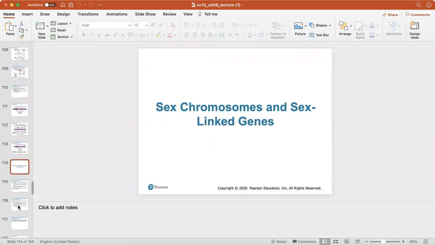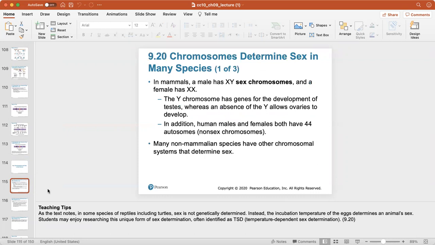So the last part in this is we'll talk a little bit about sex chromosomes and sex-linked genes. So in mammals, a male has an X and Y sex chromosome and a female has XX. The Y chromosome has genes for the development of testes, whereas an absence of the Y allows ovaries to develop. And in addition, human males and females both have 44 what we call autosomes, which are non-sex chromosomes.